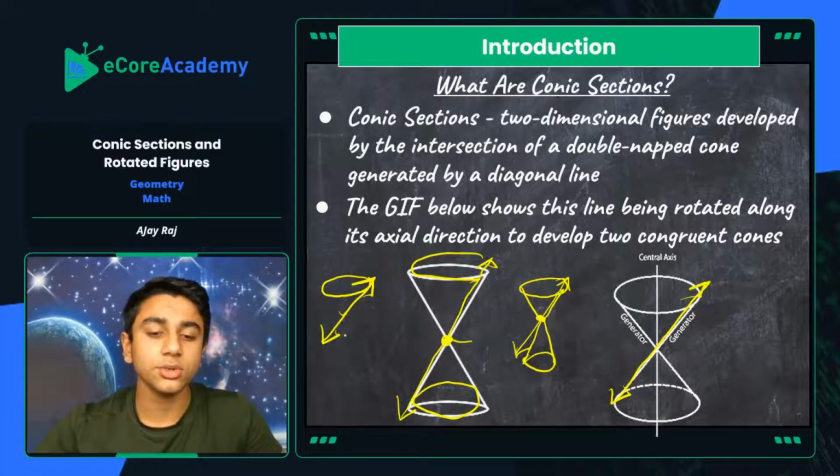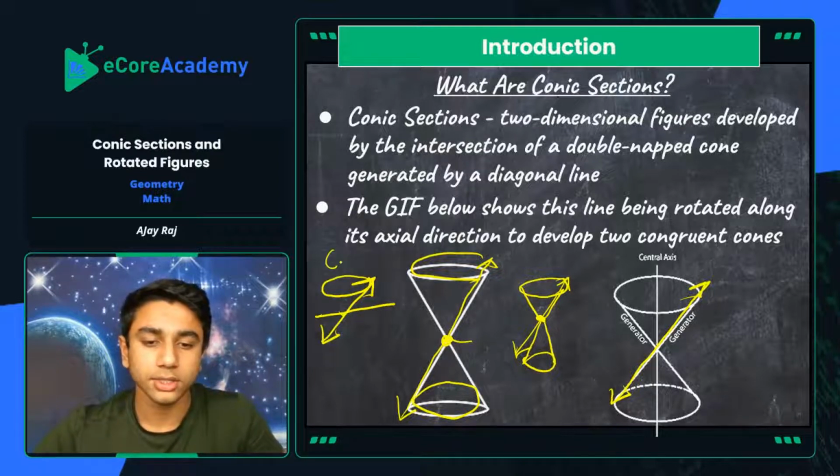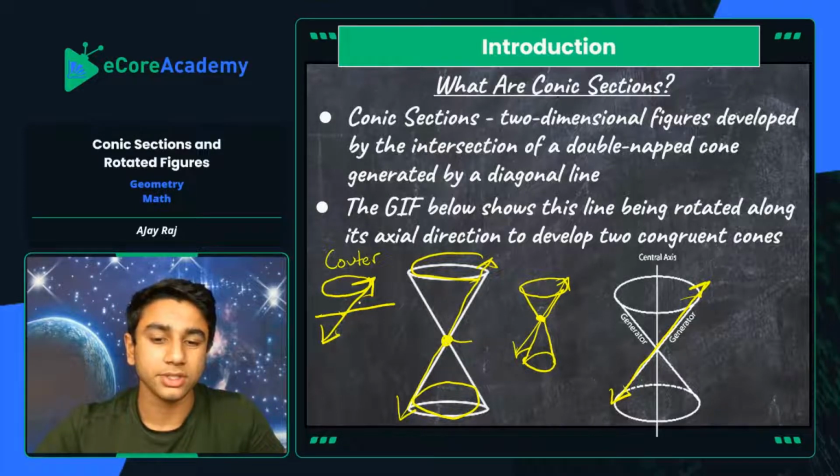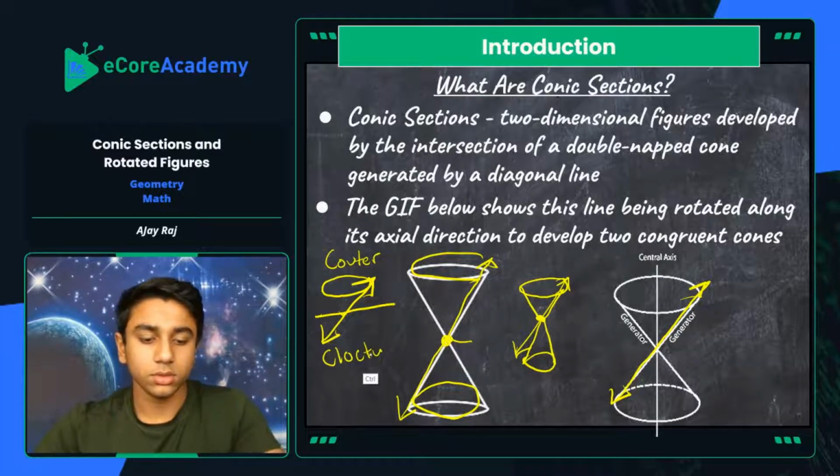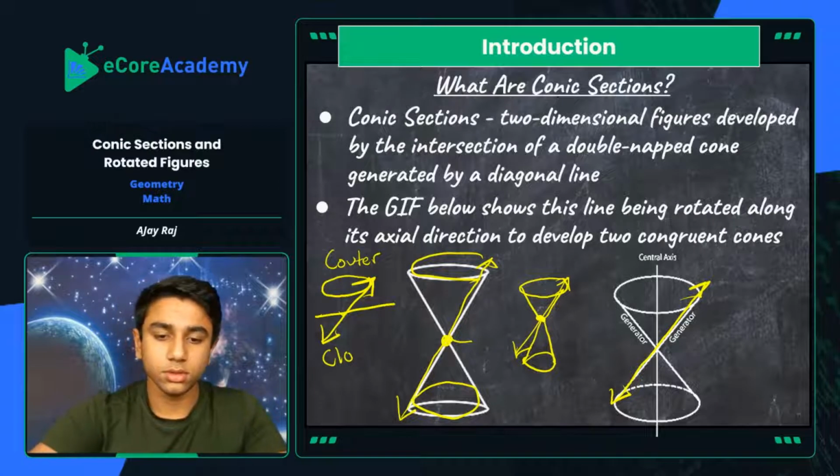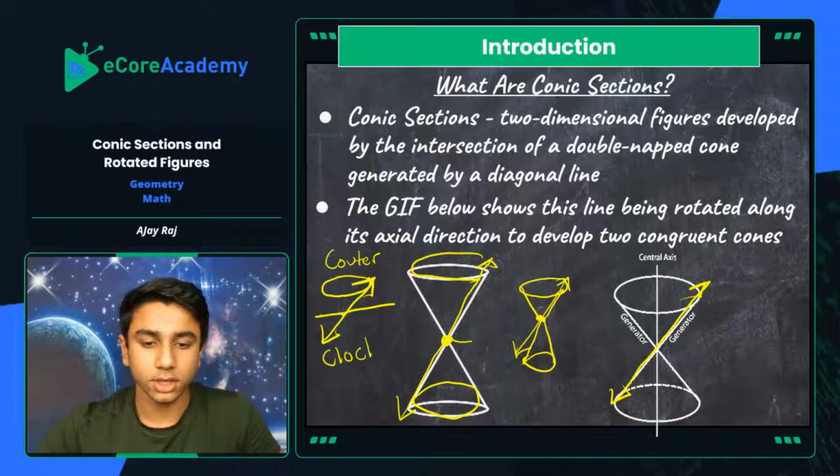Now, why does it create two cones? Well, if you look here at this diagonal line, and we split it in half right here, this top half is going to be moving counterclockwise, so counter. And this bottom half of this diagonal line is going to be moving clockwise. Auto-corrected my text. All right, clockwise.